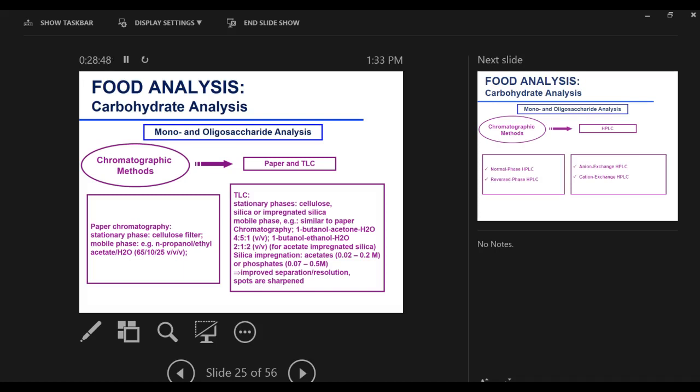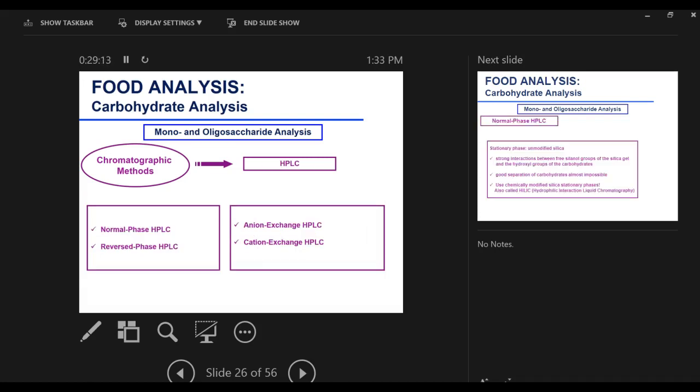Normal phase chromatography. You have to remember chromatography throughout the semester, till the very end. It's going to haunt you till the end. So remember that, it's normal phase chromatography. And compared to paper chromatography, TLC gives you enhanced separation and resolution, and the spots are sharper. So there you go. Okay, let's go to the real deal.